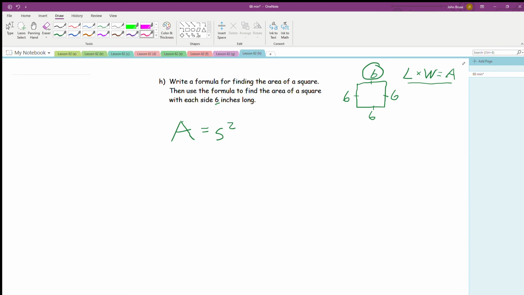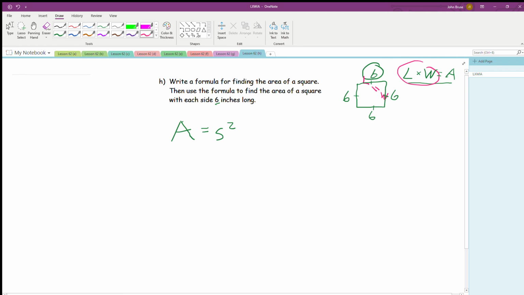So I'll show you here. So if this was the length and this was the width, we would do length times width. Well, those numbers are always the same in a square. These equal each other. So we don't need to do length times width. We just need to do one side squared. So the area for a square can be found by multiplying one side times itself, or s squared.